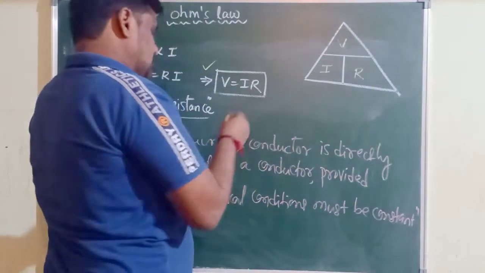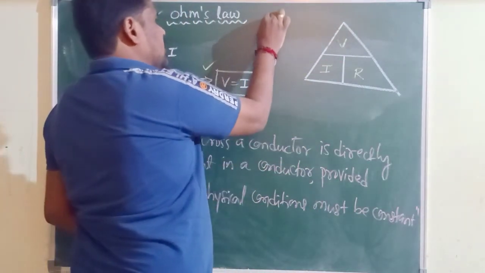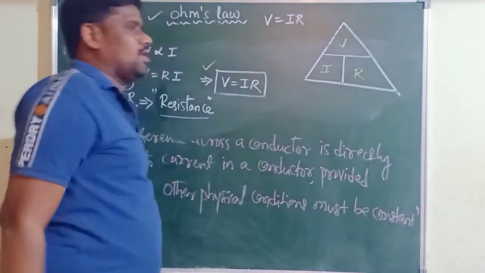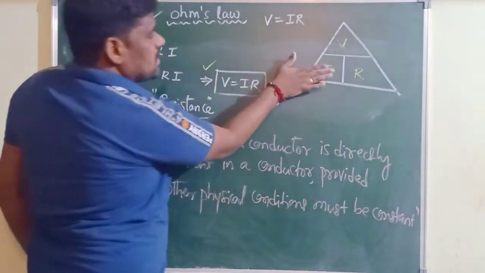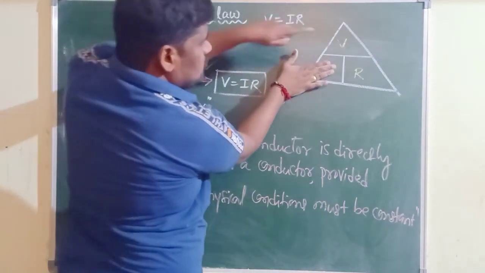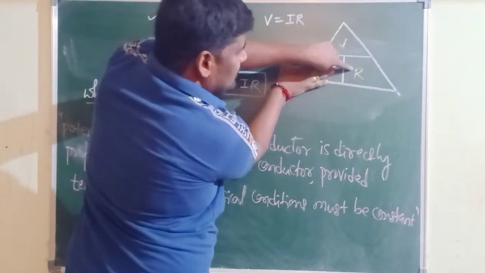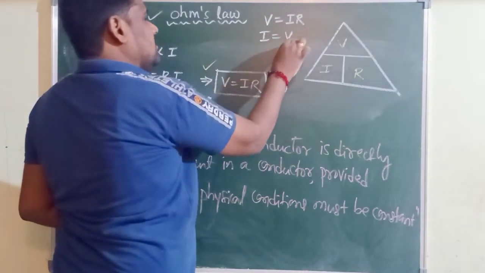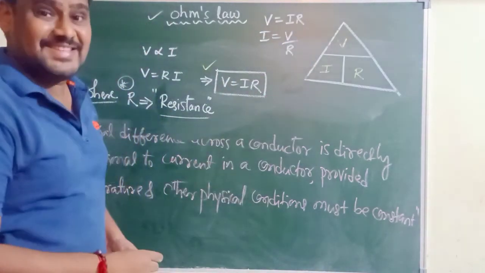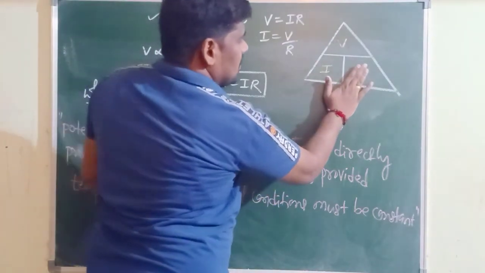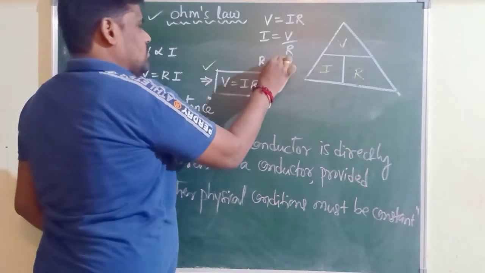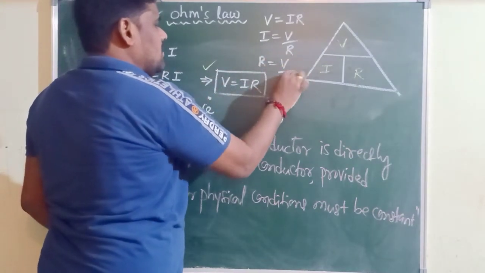What is voltage or potential difference? Potential difference V is calculated by using the formula V is equals to IR. Then close I. I is equals to V by R. If you want to write resistance R, that R is equals to V by I.